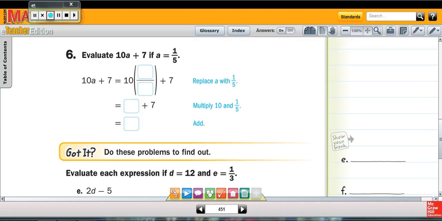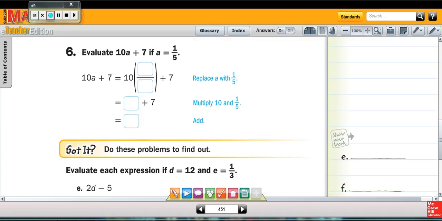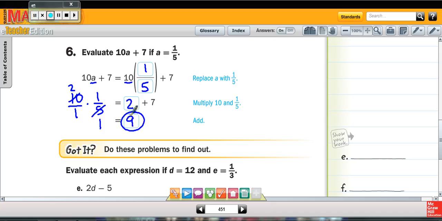Evaluate 10a plus 7 if a is 1/5. So they've done a little bit of work for us. Let's fill in what we know. So we're replacing a right here with 1/5. So we still have the 10 out here. 1/5 goes in parentheses plus 7. Well, I need to multiply 10, which is 10 over 1, times 1/5. I'm going to cross cancel, which will give me 2 over 1, which would just be 2. So 2 plus 7 would give me 9.